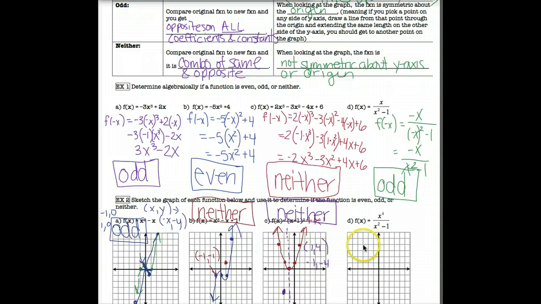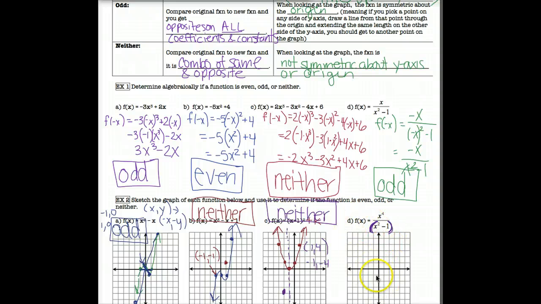Last one. When you punch this into your calculator, you have to make sure that you put parentheses around your denominator. Because if you don't, you're graphing the wrong function. Remember that fraction bars imply parentheses. You have to separate the numerator from denominator. So don't forget the parentheses when you punch this in. So I do x to the fourth divided by parentheses x squared minus 1, close parentheses, and graph it.